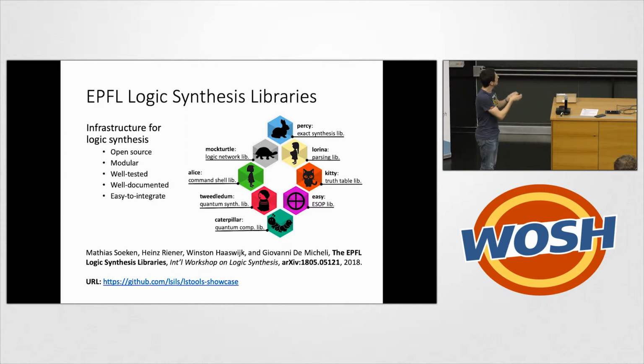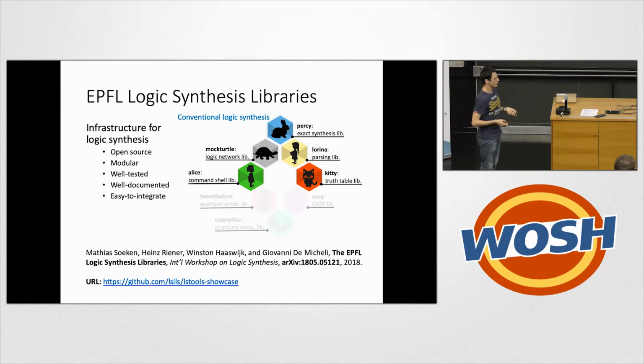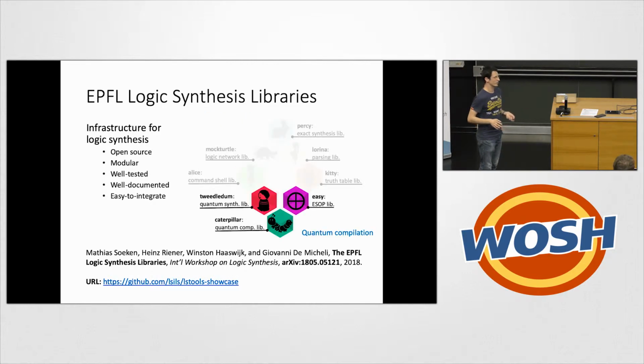Currently, there are 8 libraries. They all have these nice logos, and they have names which hint at what they actually do. Half of them focus on conventional logic synthesis tasks, and half of them focus on quantum compilation. Quantum compilation is the process of getting from a quantum algorithm to something which you can run on the quantum computer. So this is really programming the quantum computer.